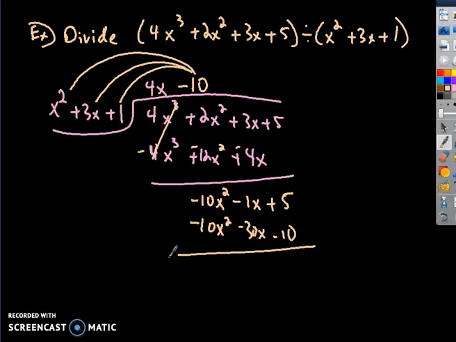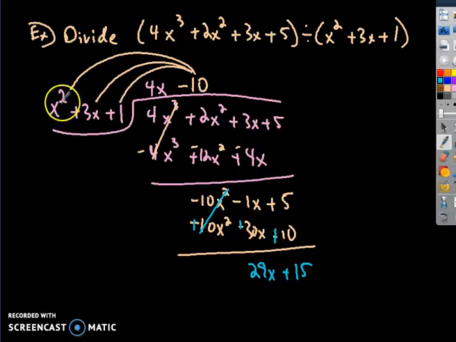Equal sign, and then change all their signs. So this becomes positive, this becomes positive, this becomes positive. All the signs on the bottom row. Alright, so now when I add these, they cancel. And I get 1x plus 30x, which is positive 29x. 5 plus 10 is plus 15. So now the question is, x squared times what gives you 29x?